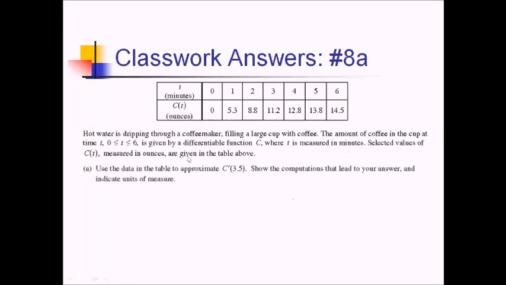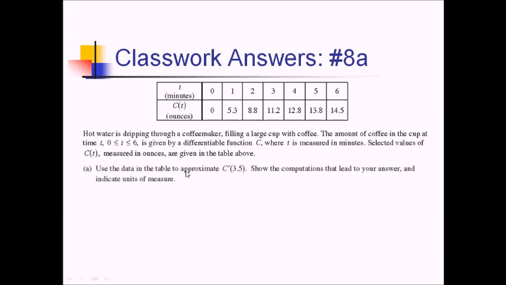On this problem, my basic setup is I have hot water dripping through a coffee maker, filling a large cup with coffee. The amount of coffee in the cup at time t is given by some differentiable c function whose selected values are given in the table here. So this is the amount of coffee in your cup at different times from this coffee maker. Part A, using the data in our table, we want to approximate c prime of 3.5.